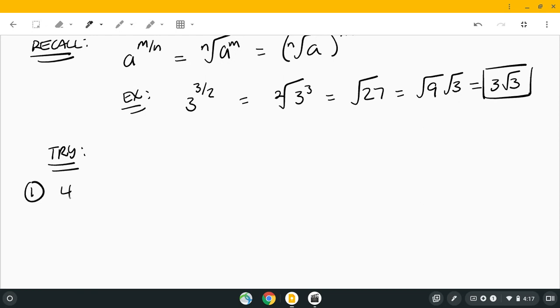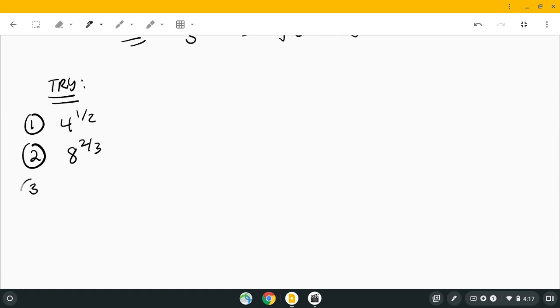Number 1, 4 to the 1/2. Number 2, 8 to the 2/3. And number 3 here, 125 to the negative 1/3. Okay, go ahead and hit the pause button and come back when you're done, and we'll see if you did them correctly. You can also hit the pause button and then do one problem, come back, hit the pause button, do the second problem, come back. That way you can check your answers as you go, or just do all 3.